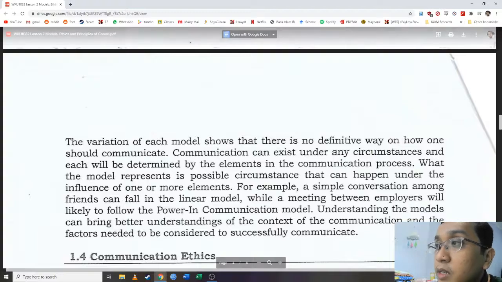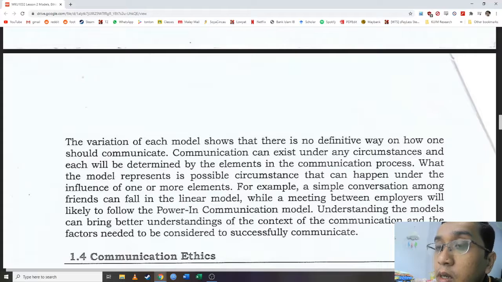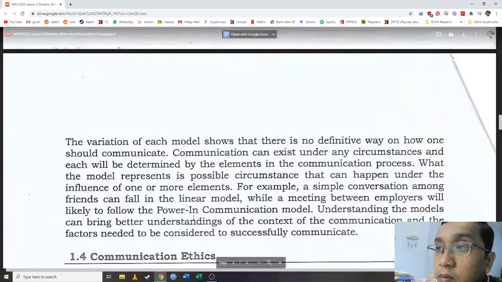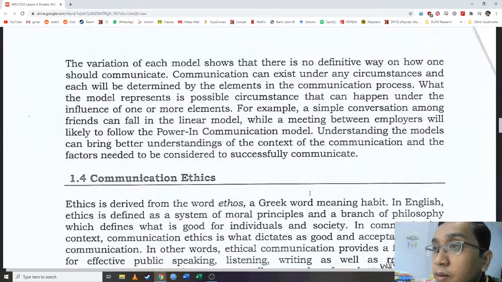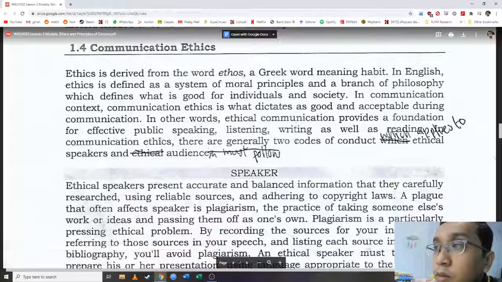Okay, so communication can exist under any circumstances, and each will be determined by the elements in the communication process. So these models represent possible circumstances, kemungkinan yang akan berlaku pada kamu. For example, a simple conversation among friends can fall in the linear model, while a meeting between employers will likely follow power in communication. When you understand this model, you can bring understanding of the context of the communication. Okay, so that is for communication models.